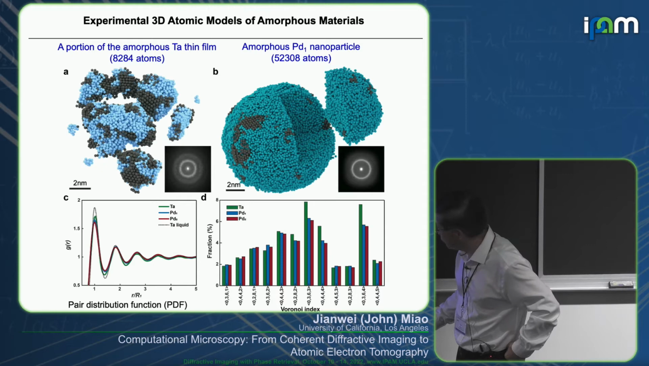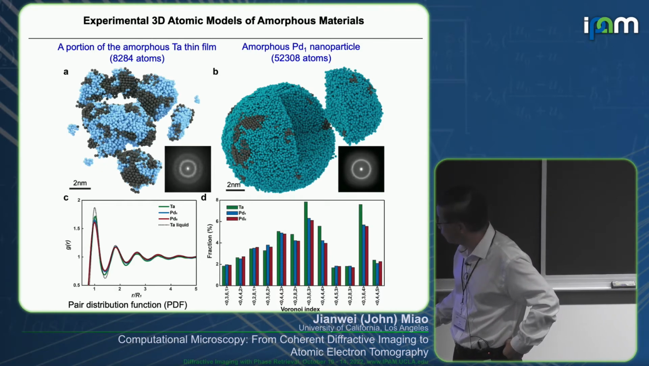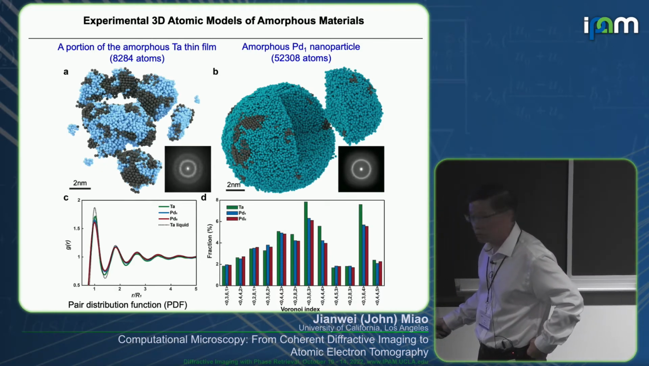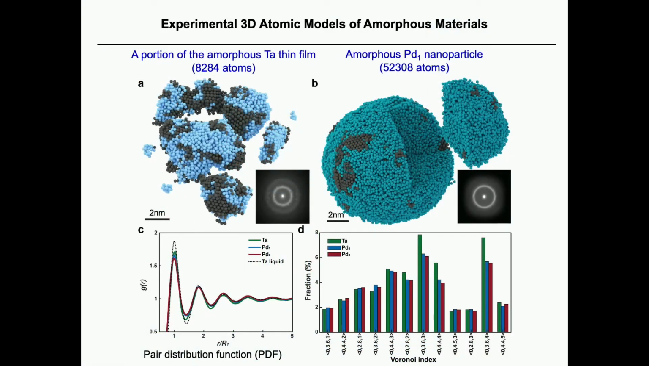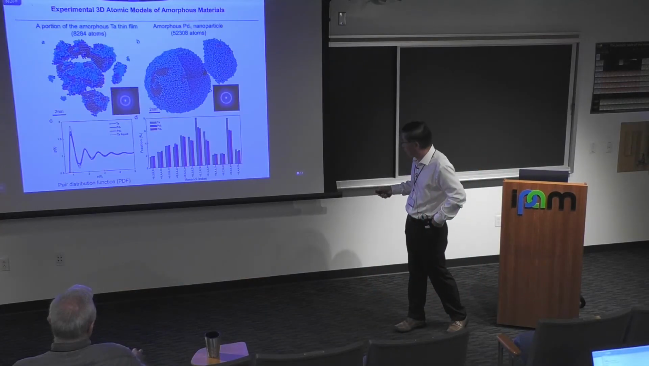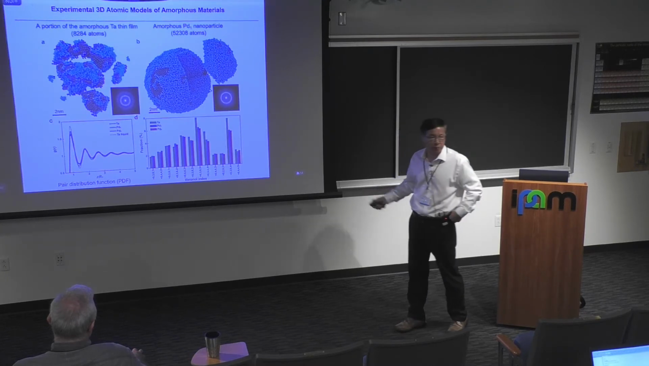So you see four numbers: 1, 2, 3, 4. They count the 3-fold symmetry, 4-fold symmetry, 5-fold symmetry, and 6-fold symmetry. So, for example, 0 for 3-fold, 6 for 5-fold. You can see 0, 3, 6 is the highest among all of these. These are samples synthesized by different groups with different methods. This one is physical vapor deposition, and this is a chemical method, and they are quite consistent. For a crystal structure, 0,4,4 should be more abundant.